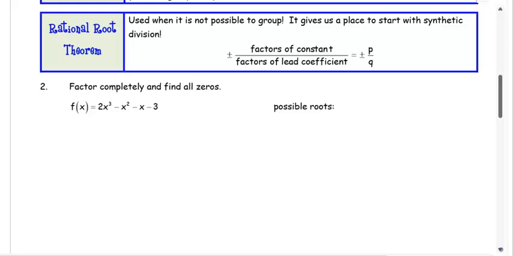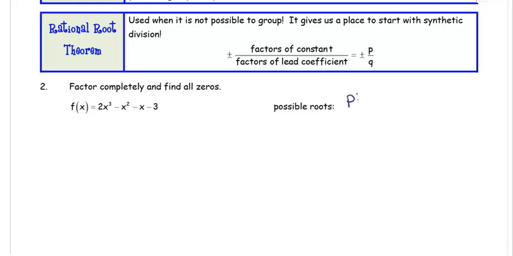I want to be able to factor completely, and I want to find all the zeros. I cannot group this 2 by 2 or 3 by 1 or 1 by 3. And notice that I didn't give you the first 0 this time, did I? So since I didn't give you the first 0, we have to figure out what some possibilities are. So we're going to talk about our p-values first.